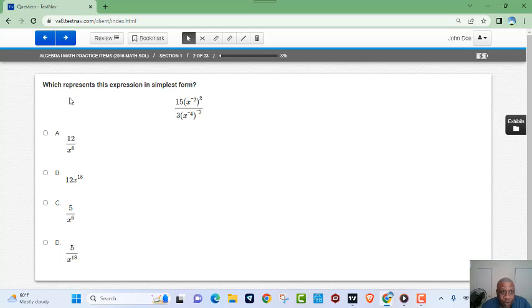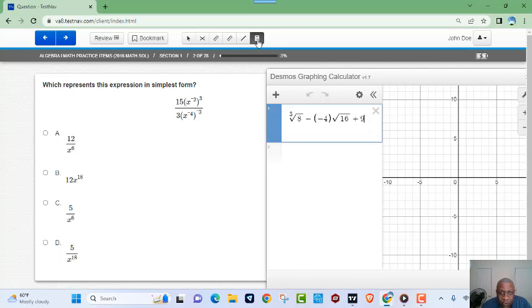Okay, question 2. Which represents this expression in simplest form? And we have 15 parentheses x to the -2 all to the third power divided by 3 parentheses x to the -4 all being raised to the -3 power. So again, we can use our DESMOS. So let's pull our DESMOS back up. Let's clear out this previous information.